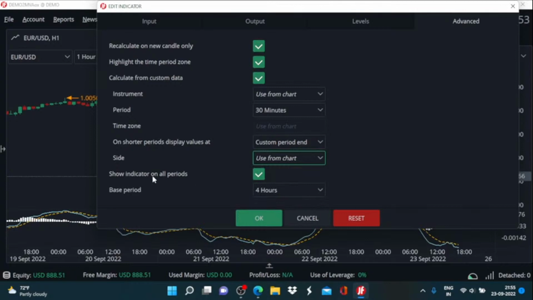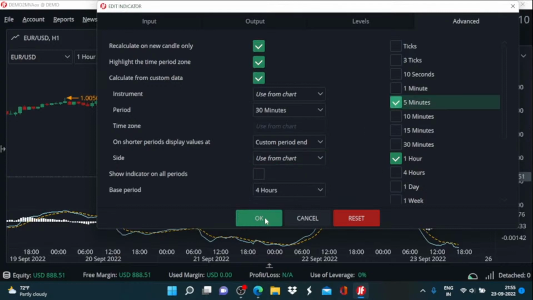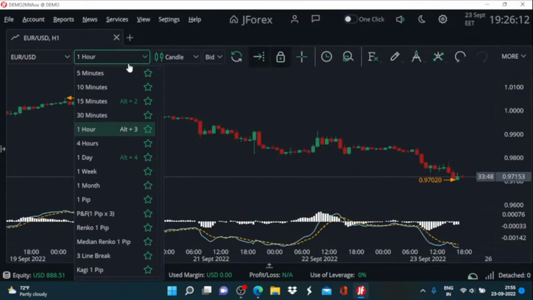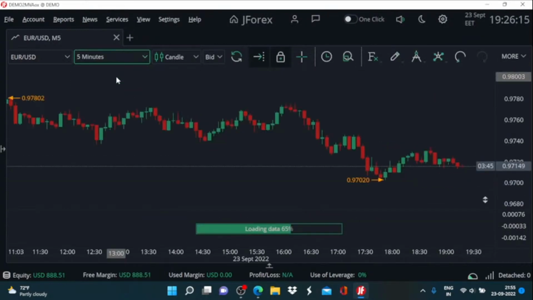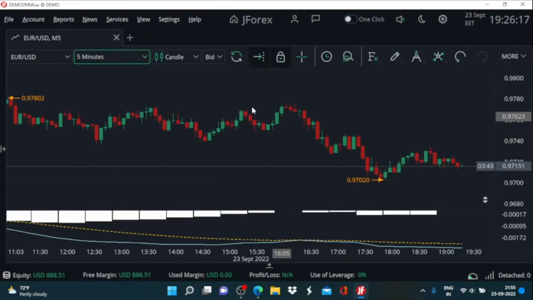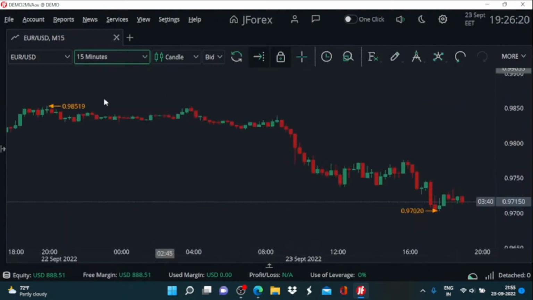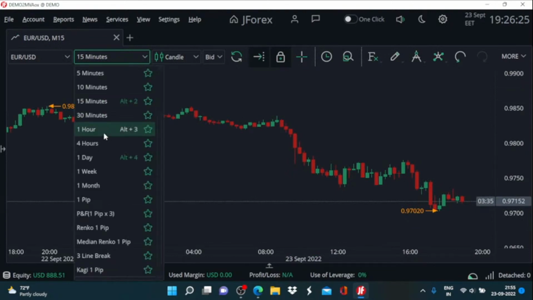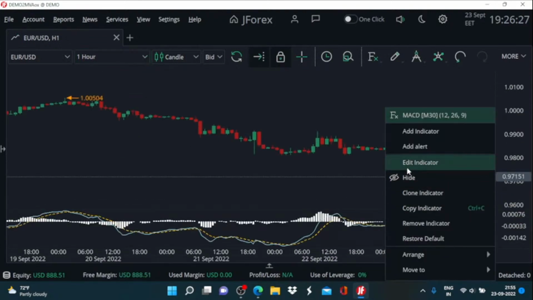If you want the indicator to be available on all the candle periods, you have to opt in for this. If you opt out of this, then you have to specify on which time frames the indicator should be plotted, and only on those time frames the indicator will be plotted. So here on hourly and 5 minutes we will have this MACD indicator, but for other candle periods there won't be any plotting of the MACD, as we have defined the indicators only for these two time frames. All right.